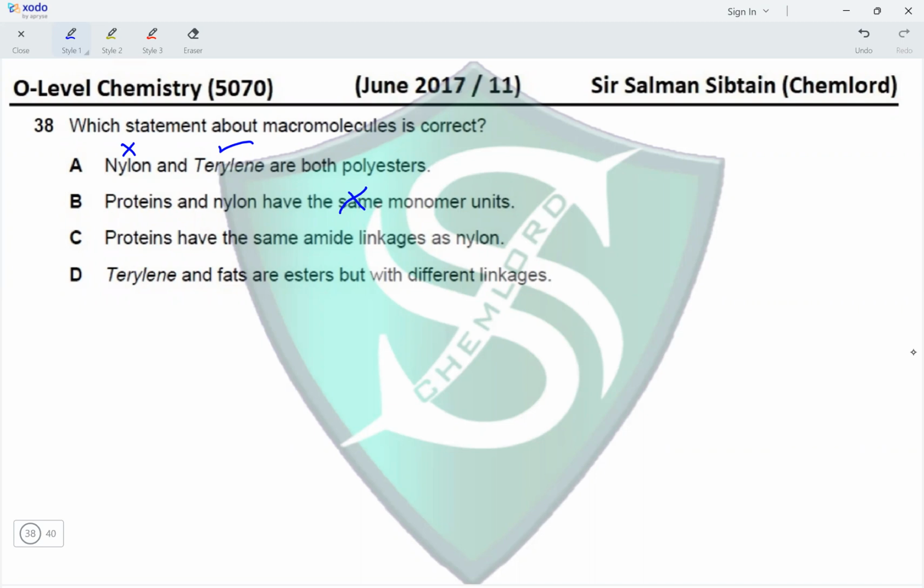Proteins have the same amide linkage as nylon. Both are polyamides, so both will have the same amide linkage. Terylene and fats are esters, yes, but with different linkages? If they are both esters, both would have the ester linkage. Why would the linkage be different? So the correct option for this question is option C.